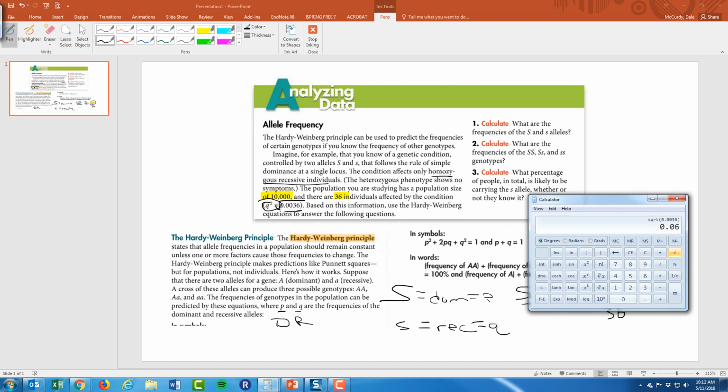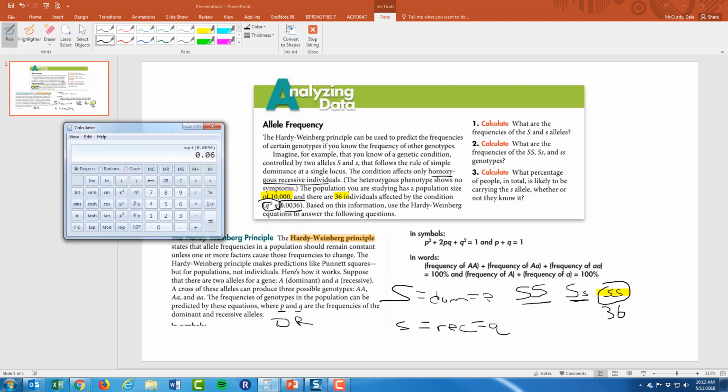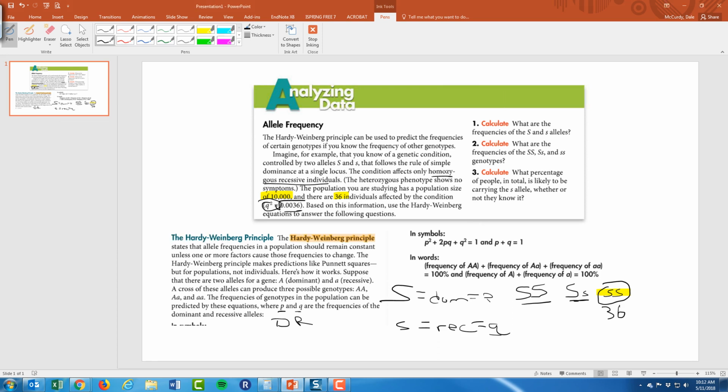All right, so what did we just calculate? If I took q squared and I did the square root of that, what did I just come up with? Yes, I just came up with q. So q is equal to what was it again? Let's go back here. 0.06. So to convert that to percentage, you move the decimal twice, so that is 6%. Sorry for my terrible writing.